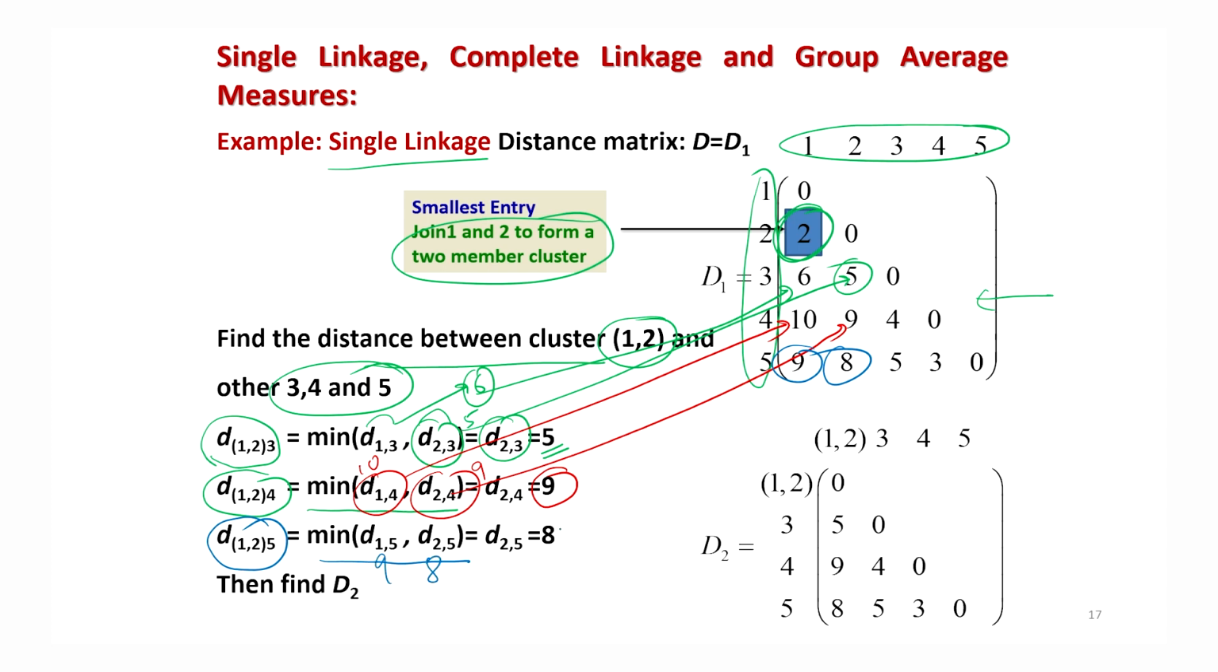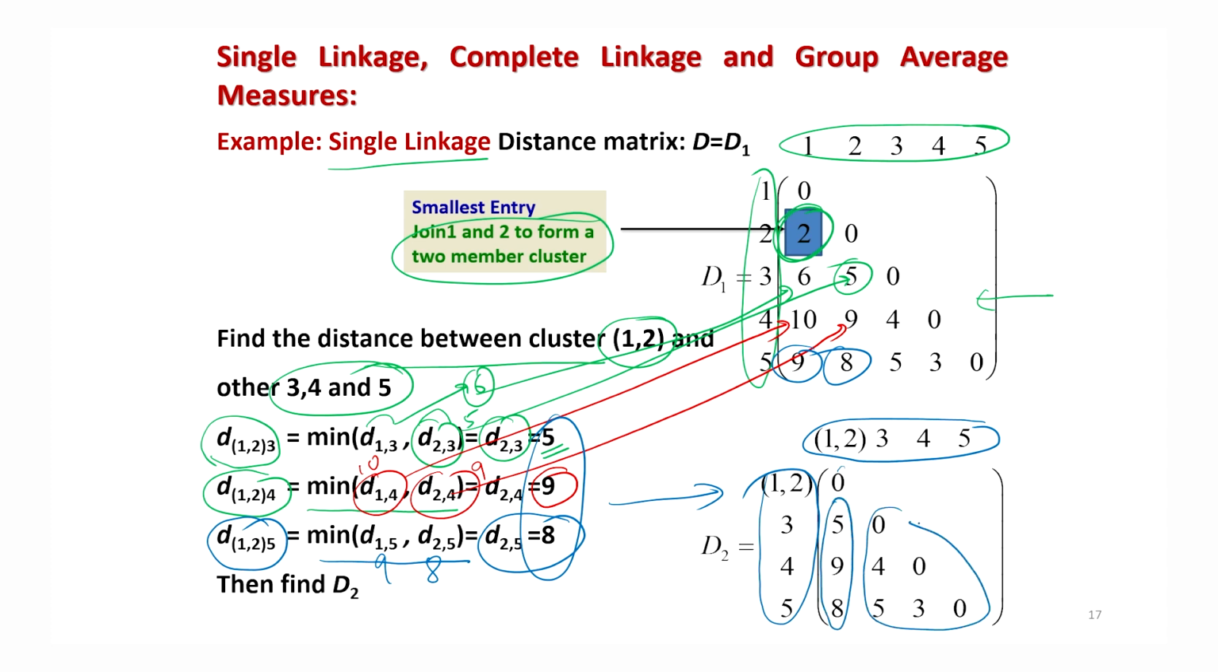9 and here 8, and the minimum value between these two values is D25, which is equal to 8. Then I try to create a new matrix. You can see now I have clubbed 1, 2 together, and 3, 4, 5 are different. Now I make these values 5, 9 and 8 like this, and the remaining values will come from the above matrix. I simply copy them there.